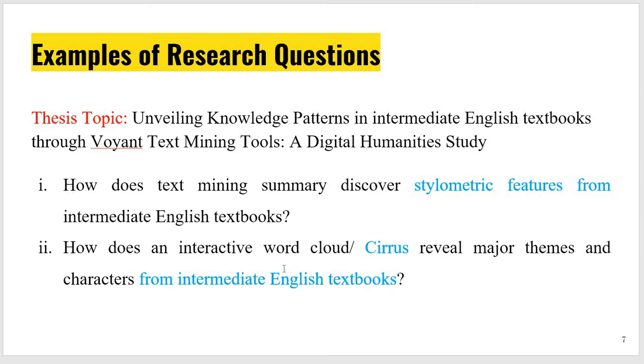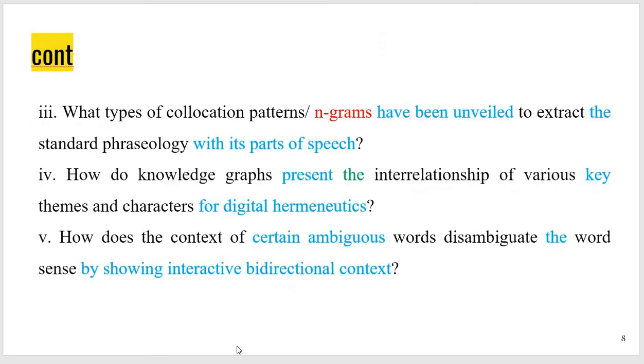How does an interactive word cloud or Cirrus reveal major themes and characters from intermediate English textbooks? Here word cloud is independent variable. What will it reveal? Major themes and characters. This is dependent variable. Now we move forward.